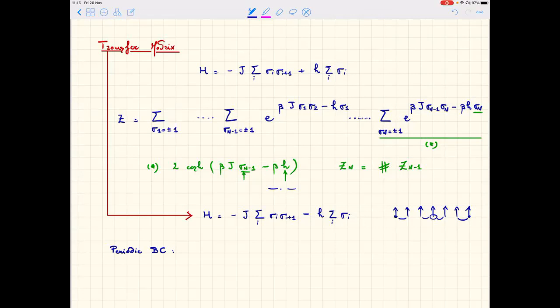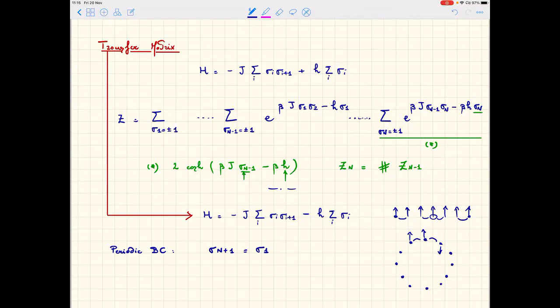Periodic boundary conditions means that I put these spins on a ring, like this. And therefore, each one of these spins is always interacting with two other spins. Now, how do I specify that I'm using periodic boundary conditions? I say sigma n plus 1 is equal to sigma 1.